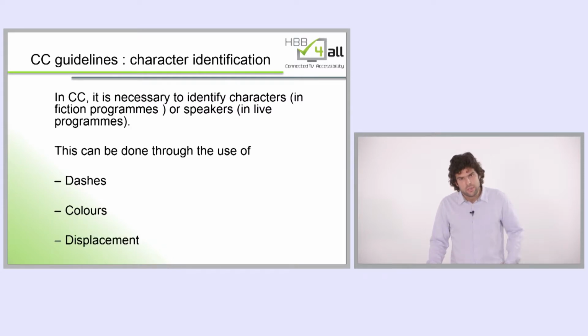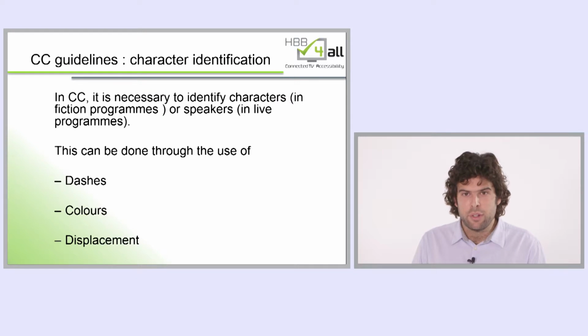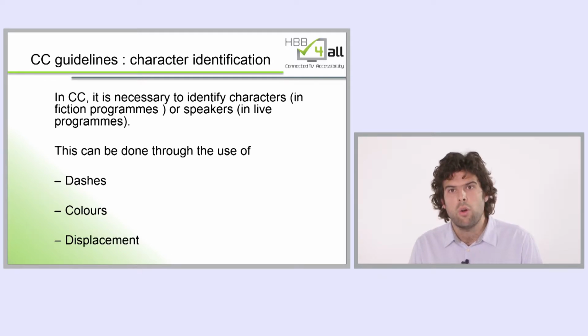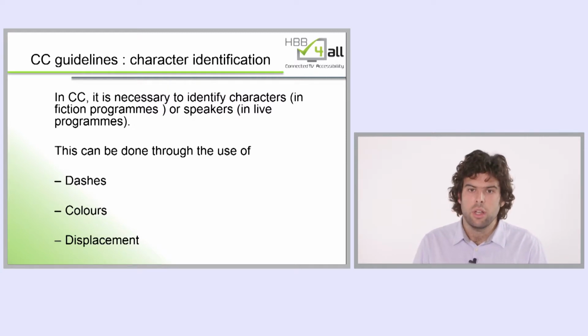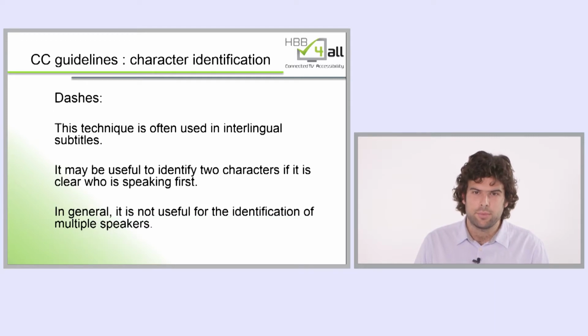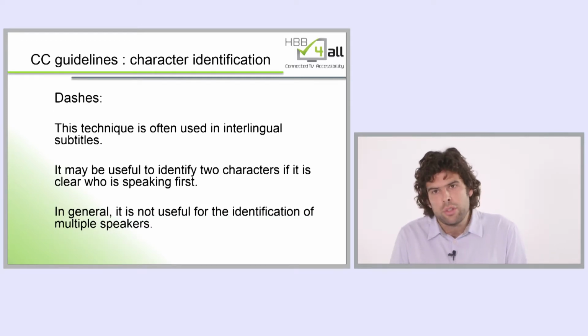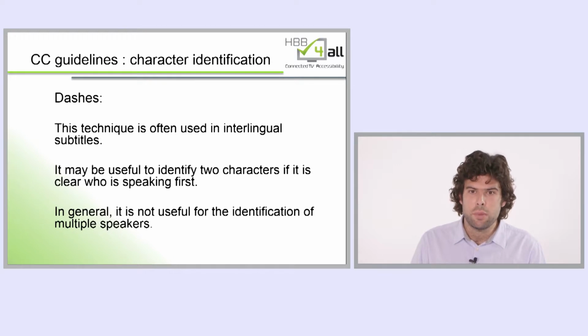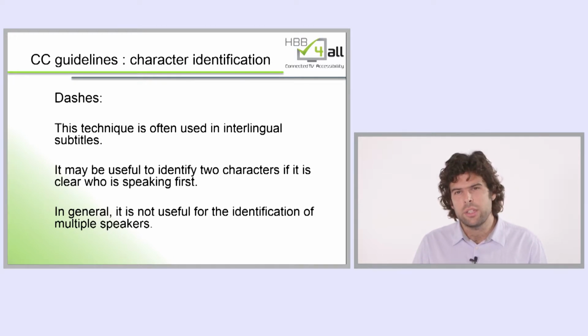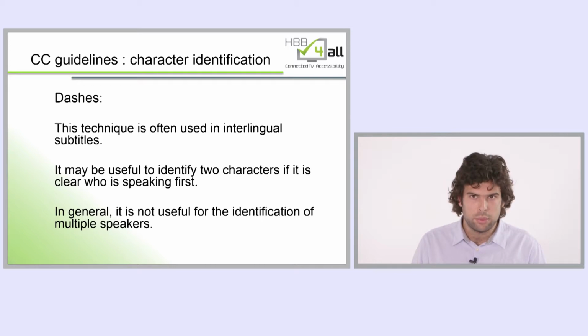In terms of character identification, in subtitling for the deaf and hard of hearing, in closed captioning, it is necessary to identify characters in fiction programs or speakers in live programs. This can be done through the use of dashes, colors, displacement, and tags or labels with the name of a character. Dashes. This technique is often used in interlingual subtitles for the hearing. It may be useful to identify two speakers if it is clear who is speaking first. In general, it is not useful for the identification of multiple speakers.